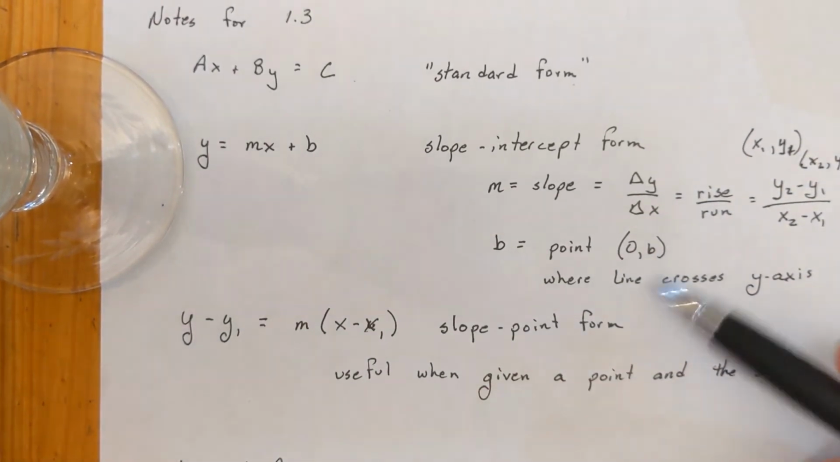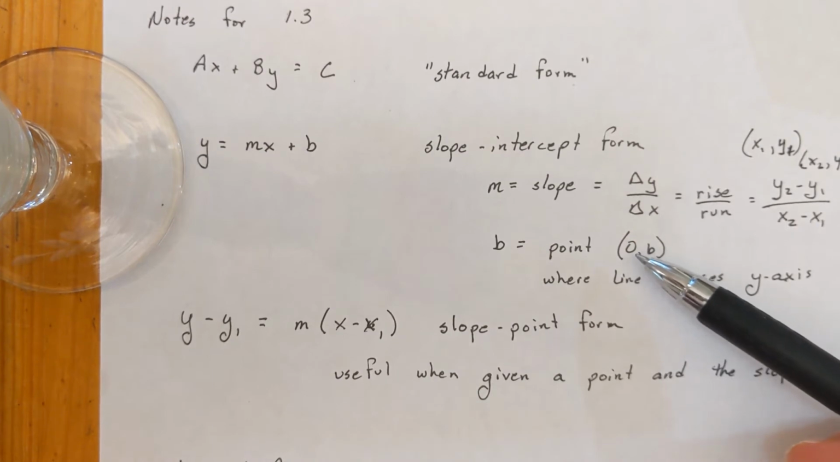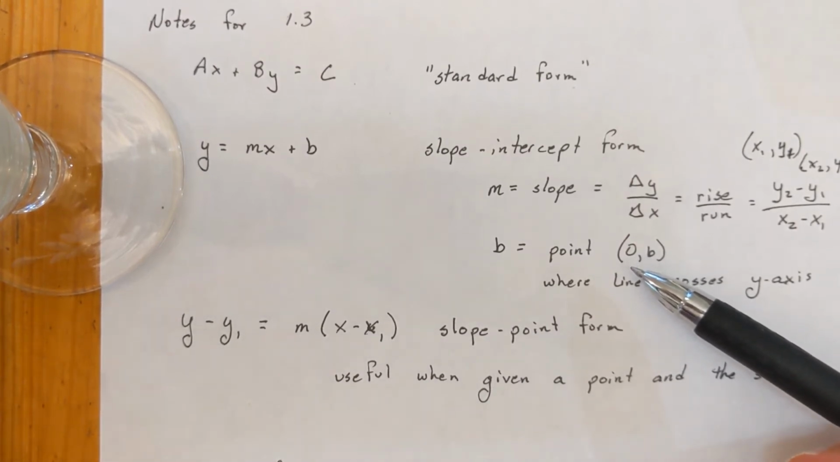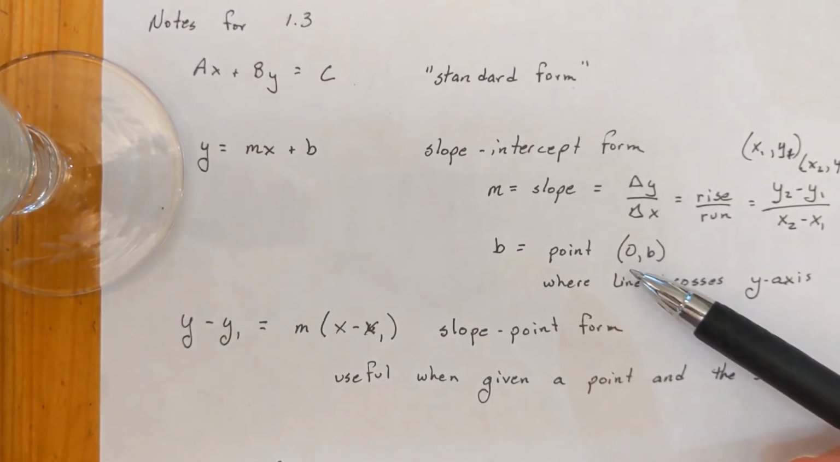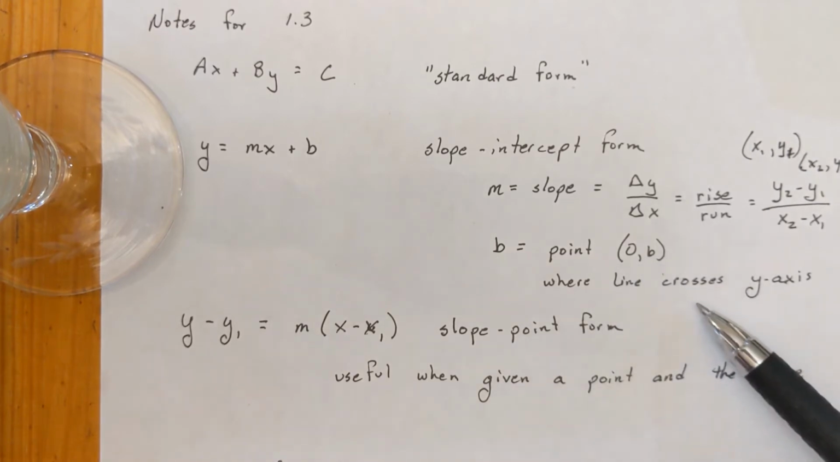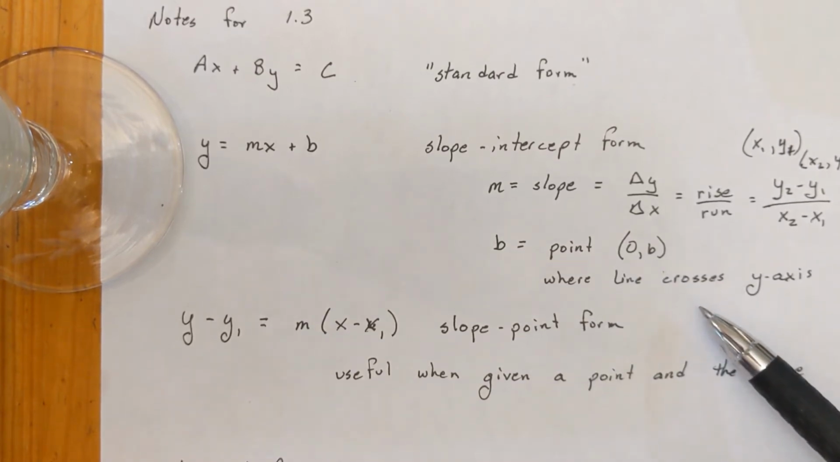B is the point (0, b), or the y-intercept, or the value of y when x equals 0. This is also where the line crosses the y-axis.